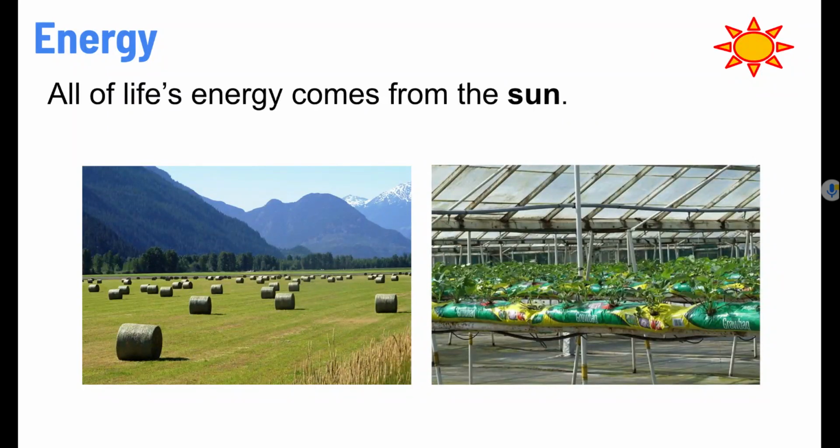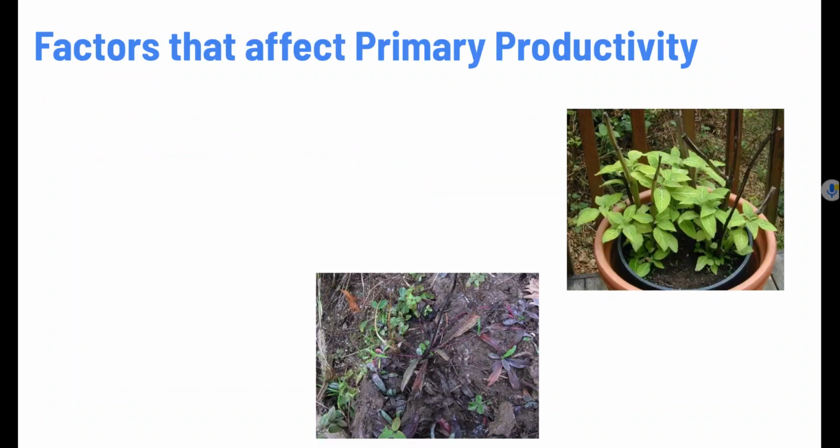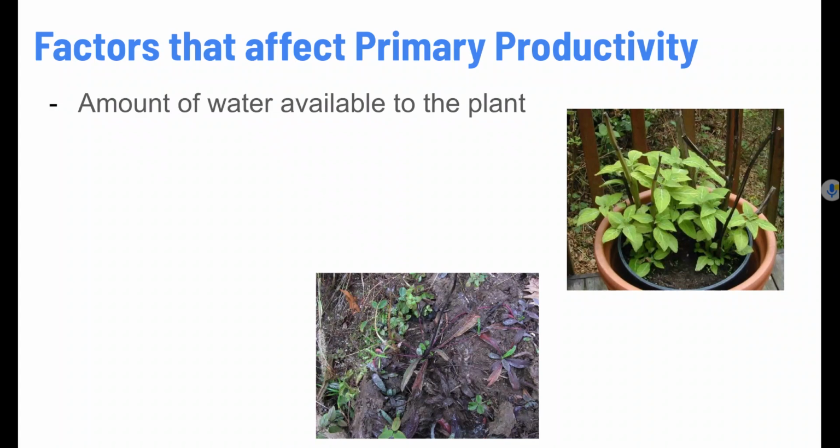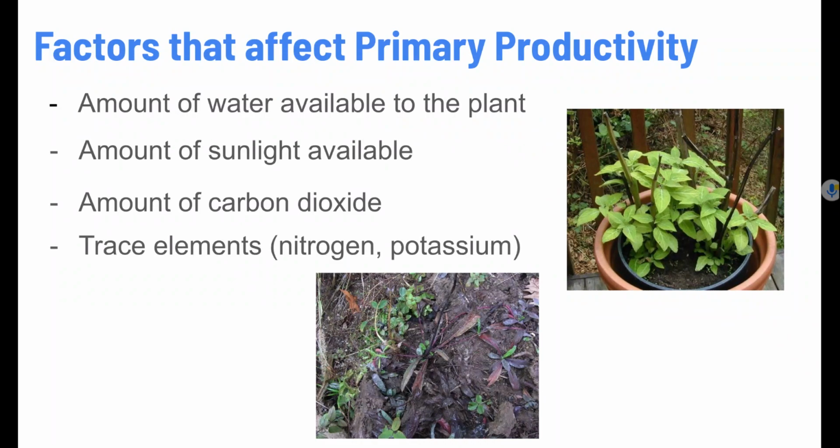All of life's energy comes from the sun. Plants produce energy using sunlight when they do photosynthesis. Primary productivity is the rate at which plants make the energy. There are several factors that can increase or decrease the rate of primary productivity, like the amount of water available to the plant, the amount of sunlight available, the amount of carbon dioxide, and small amounts or trace amounts of elements in the soil like nitrogen and potassium.